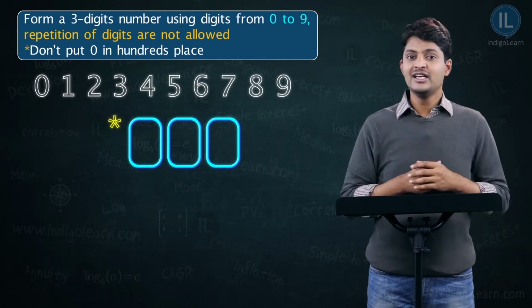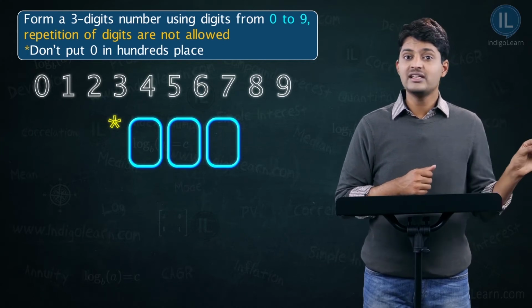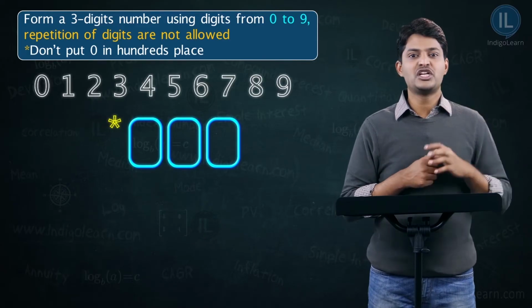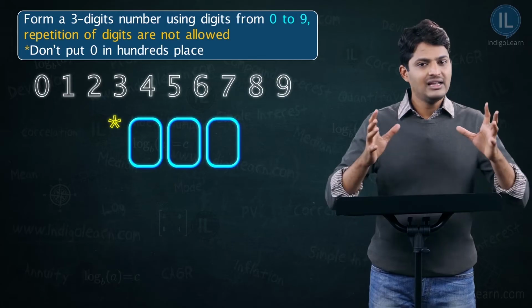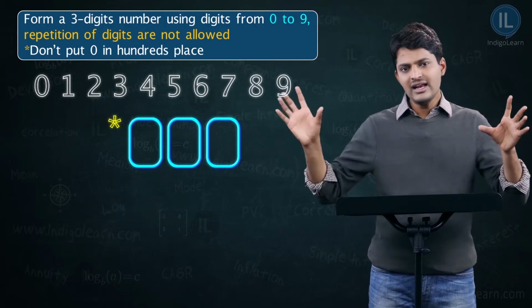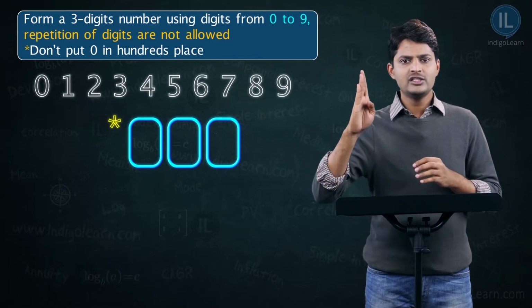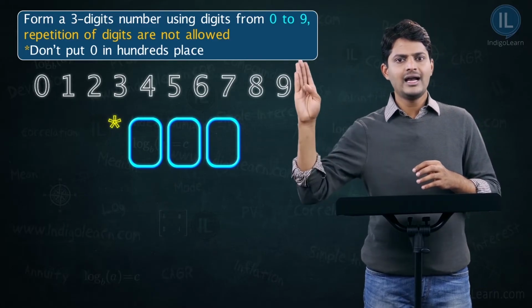Because you all understand, the moment 0 comes in the hundreds place, instead of it becoming a 3-digit number, it will become only a 2-digit number. So, I have to be a little careful. So, let us try to understand one thing at a time, correct? Okay. So, let us look at units place, tens place, hundreds place.